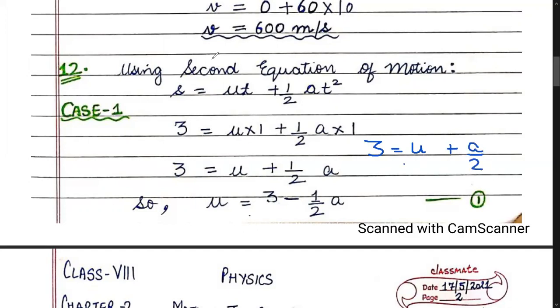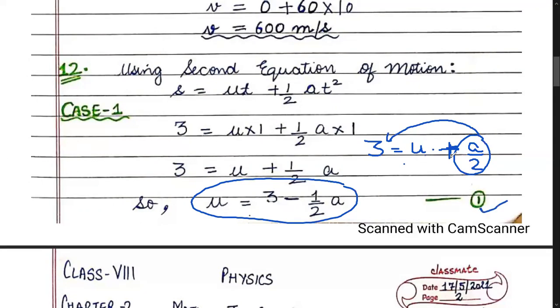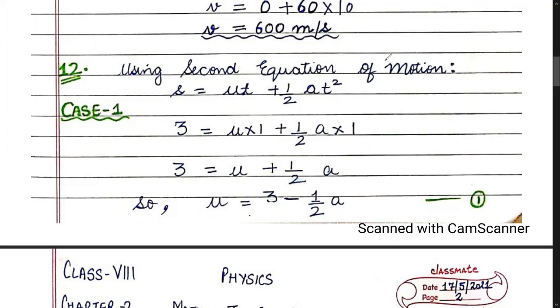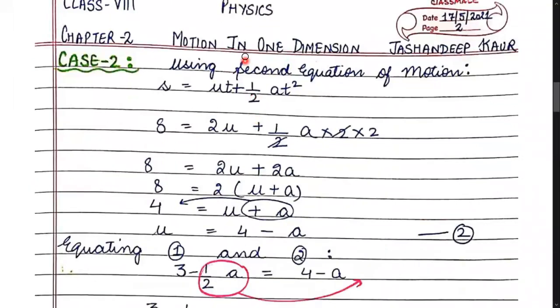So keep u one side and bring a by 2 towards the other side. So since there is a sign of positive here with a by 2, when it goes to the left side, it can be written as 3 minus a by 2. So let us take it as equation number 1. Now let us solve case 2.